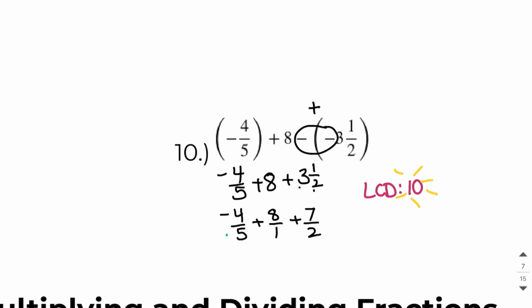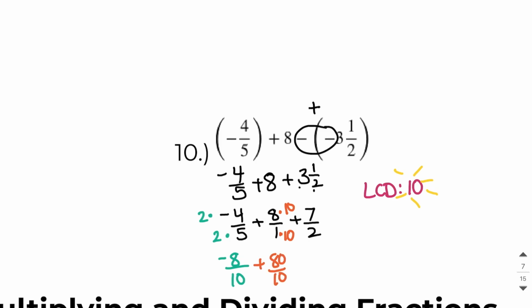So what can I multiply 5 by to get to 10? It is a 2. Whatever I do to the denominator, I also have to do to the numerator because I'm not changing the number, I'm just rewriting an equivalent number. Just a reminder also that we will make the numerator negative. That's easier. So this becomes negative 8/10. Okay? In this next fraction, what can I multiply 1 by that will get me to 10? 10. But whatever I do to the denominator, I do to the numerator. So this becomes 80 over 10.